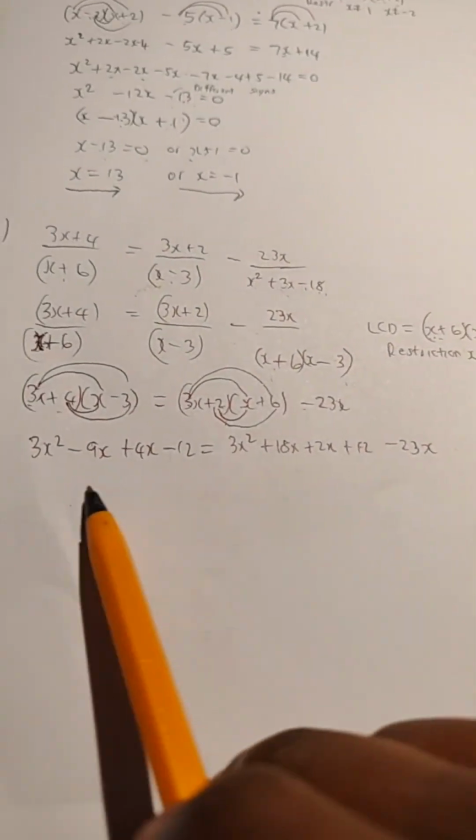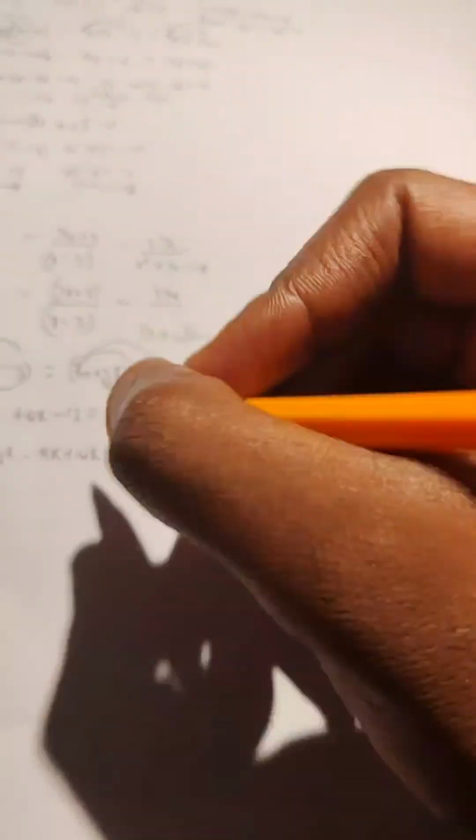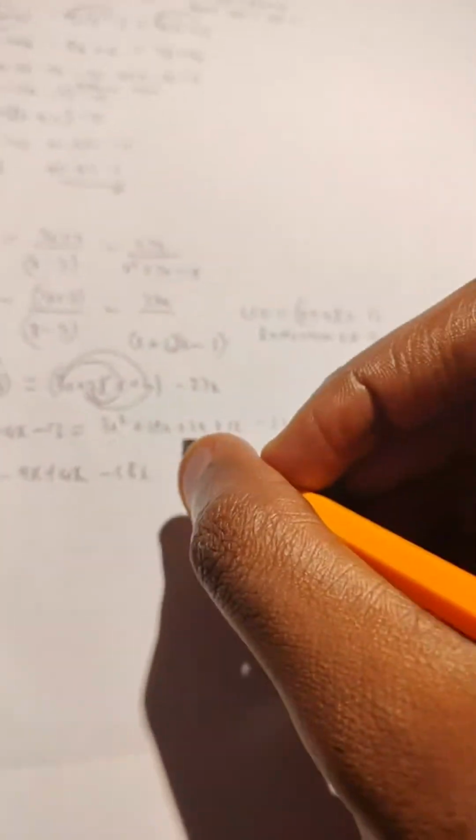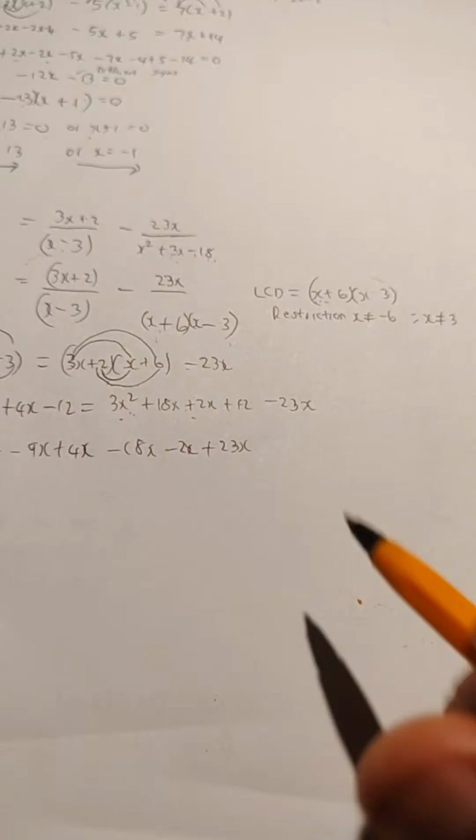Now we can add and subtract the like terms. Let's transpose them. We have 3x squared, take the 3x squared over, negative 3x squared. Its sign changes from positive to negative. Negative 9x plus 4x. We take the x terms, take the 18, negative 18x. Take the 2, negative 2x. Take the 23, plus 23x.